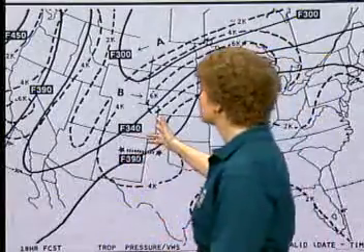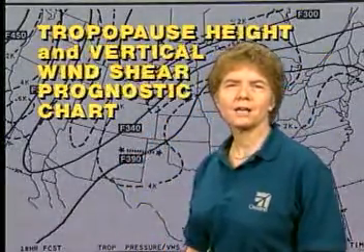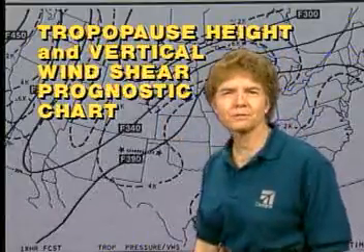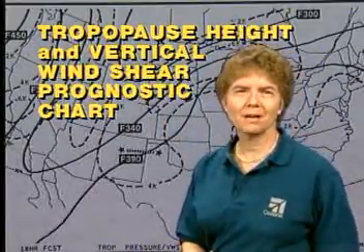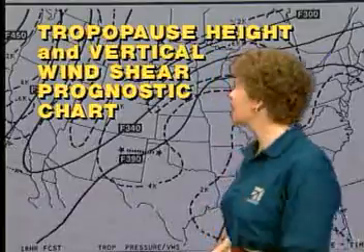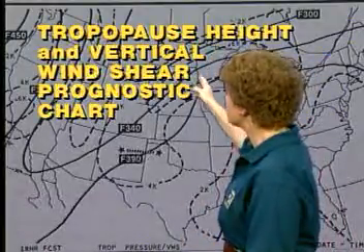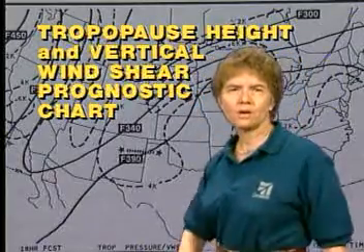Now, this chart is called the Tropopause Height and Vertical Wind Shear Prognostic Chart. What a mouthful! But just as its name implies, it tells you the forecast height of the tropopause and also the amount of vertical wind shear that is forecast in different areas. You can use this chart when you've upgraded to your Citation jet and you're searching for jet stream type tailwinds or trying to avoid wind shear turbulence.